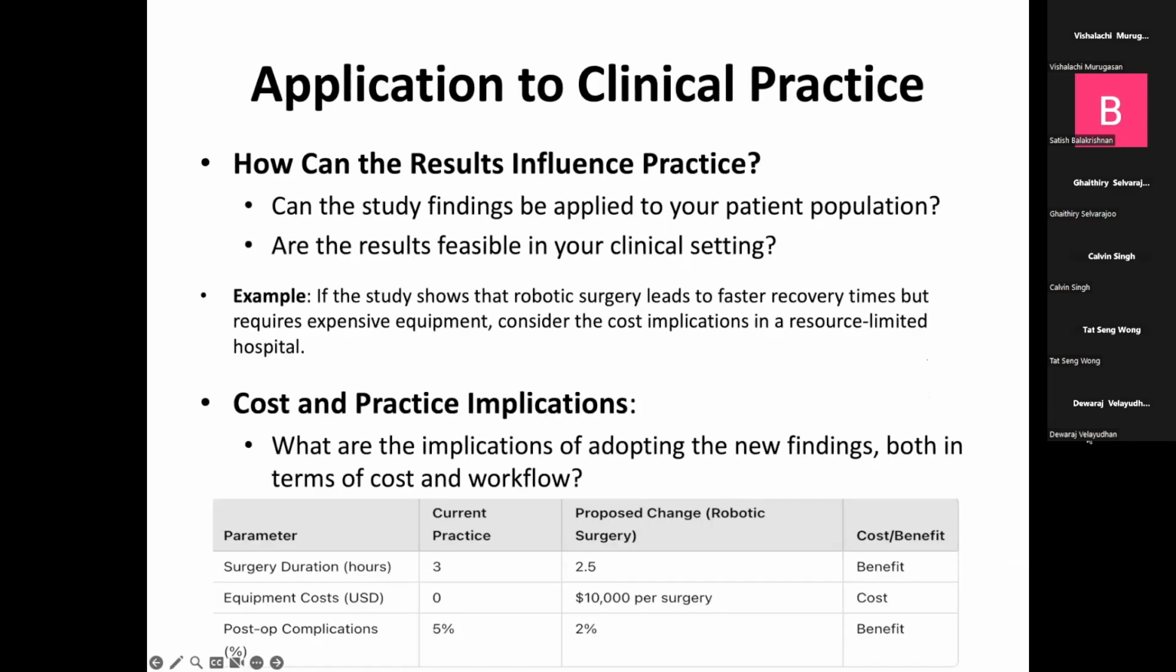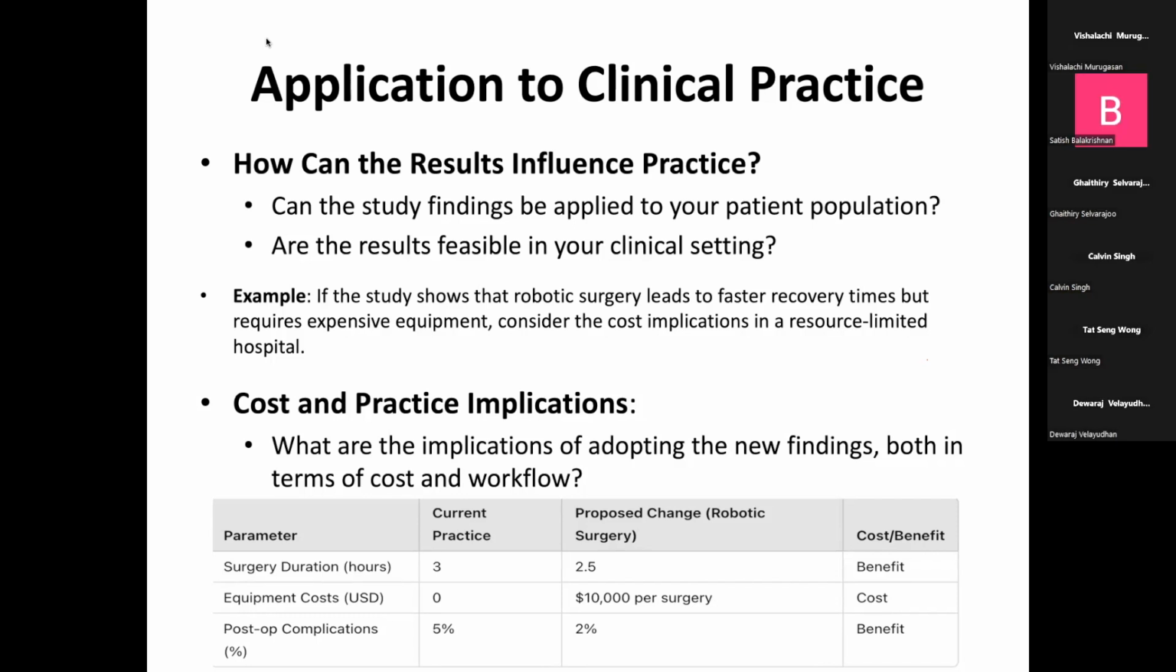And once you've finished your limitations, etc., now you want to look at your application to clinical practice itself. You want to know how these results can actually influence your own practice. Can this study's findings be applied to your patient population? Remember, a lot of these studies are being done in the Western world. So in the Western world with their kind of resources and their kind of investigative capabilities, can we do the same thing? Can we do detailed genetic analysis for every patient who comes in? Can we actually do the kind of interventions they're talking about? So you have to see whether this is applicable to clinical practice.